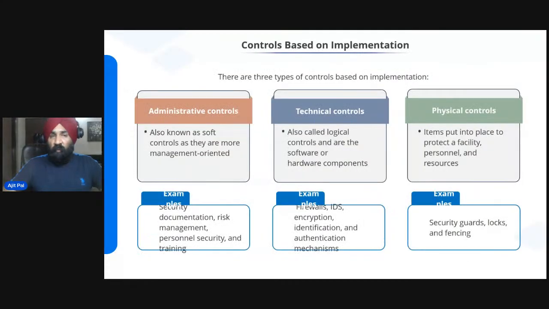On the basis of implementation, it is administrative, known as the soft controls, as they're more management oriented, like policies, procedures, risk management procedures. Then you have technical controls, like encryption, access controls, identification, that all comes under technical controls. Then you have physical controls, which are put into place to protect the facility: locks, fences, security guard, dogs, that all comes under physical controls.